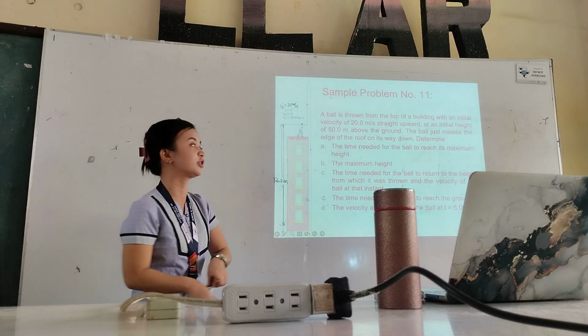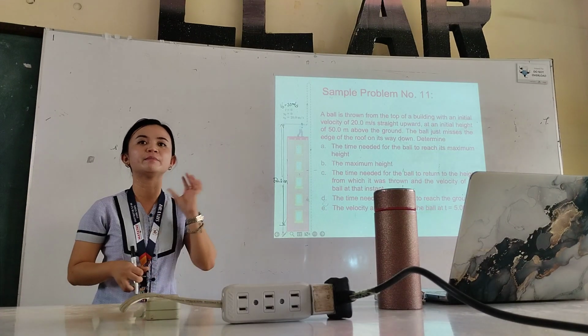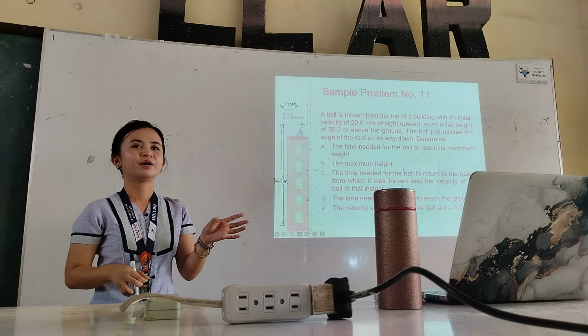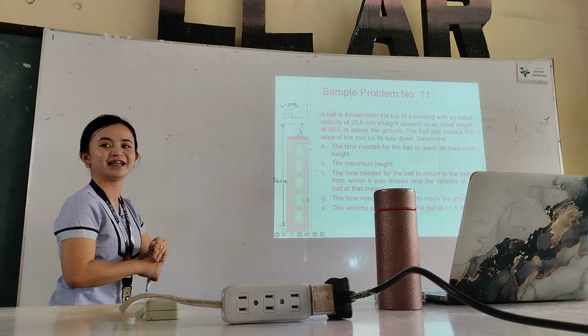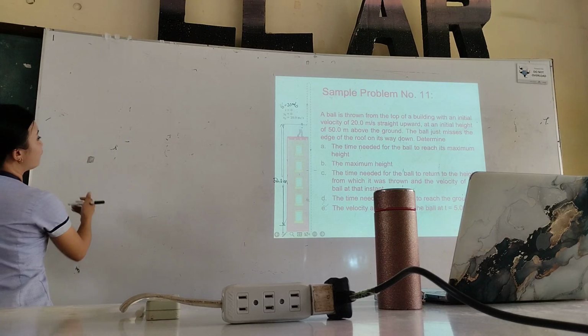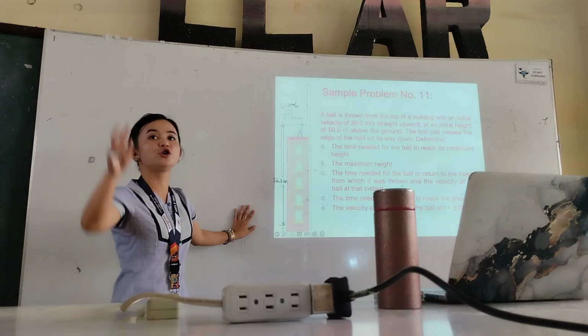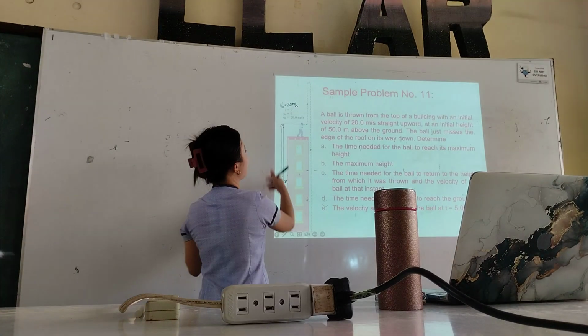So first, we have to determine the time needed for the ball to reach its maximum height. Did you get it? Yes, ma'am. For free fall motion, you have to use two main equations. Take note of these two equations.